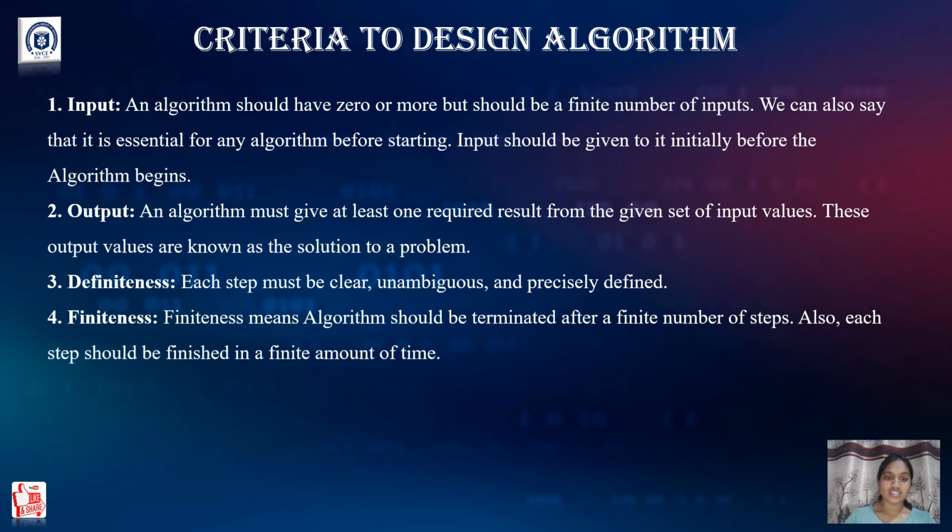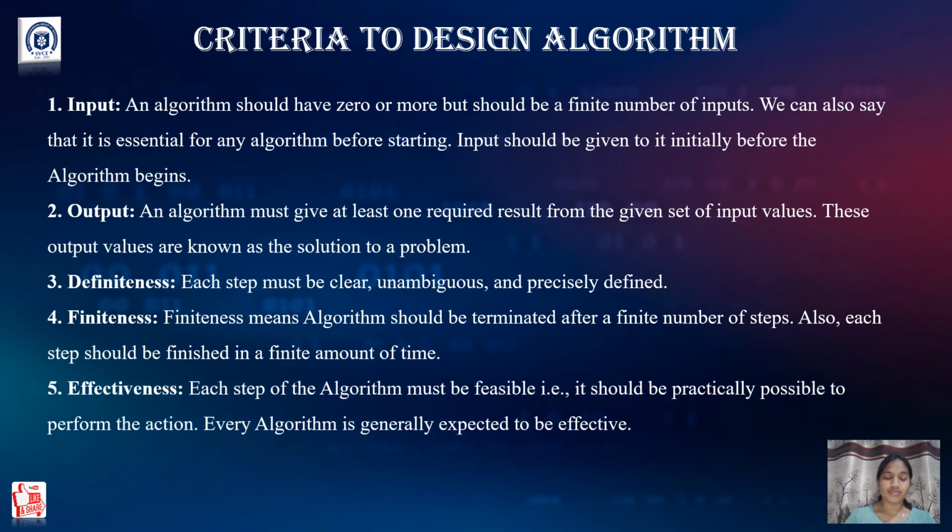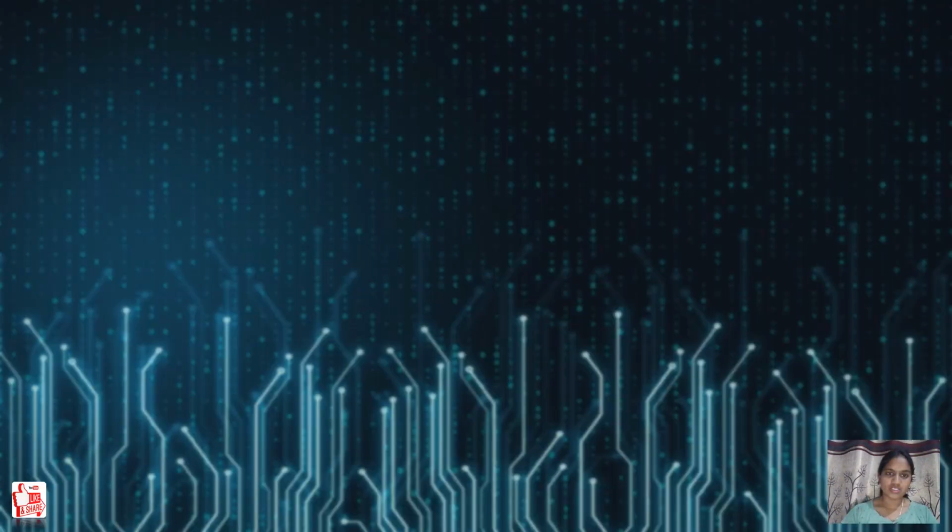Fourth is finiteness. Finiteness means the algorithm should terminate after a finite number of steps. Also, each step should be finished in a finite amount of time. Fifth one is effectiveness. Each step of the algorithm must be feasible, that is, it should be practically possible to perform the action. Every algorithm is generally expected to be effective. So let us learn about selection sort.